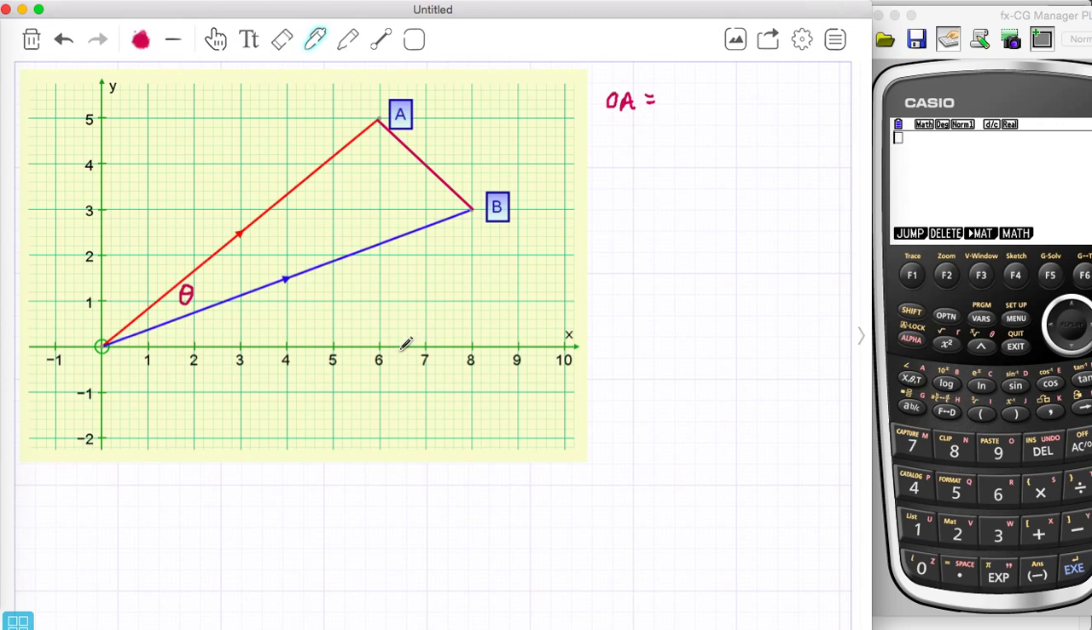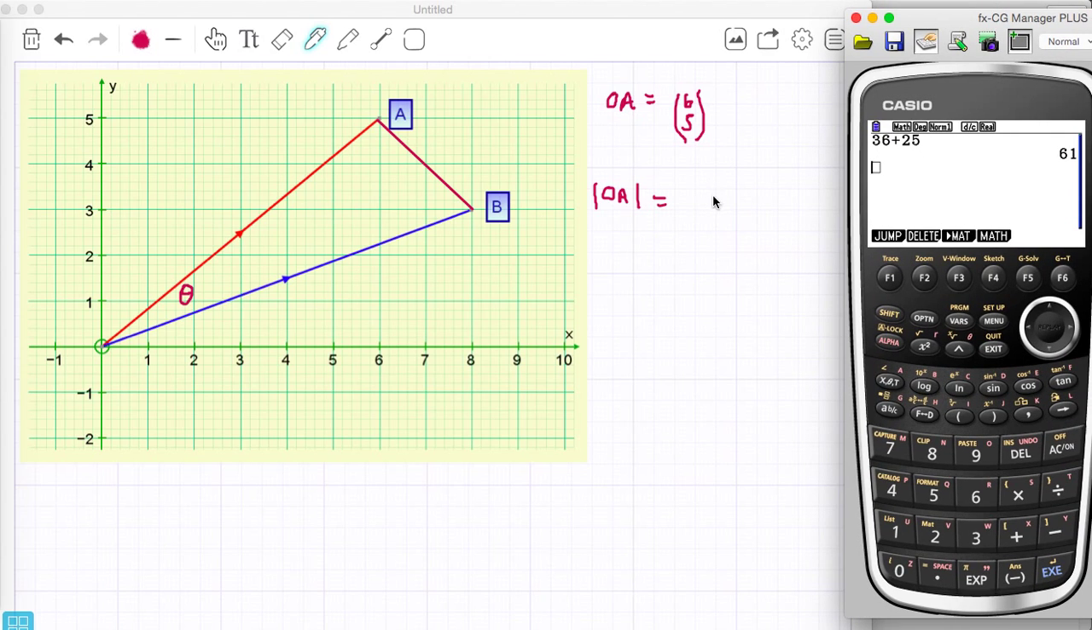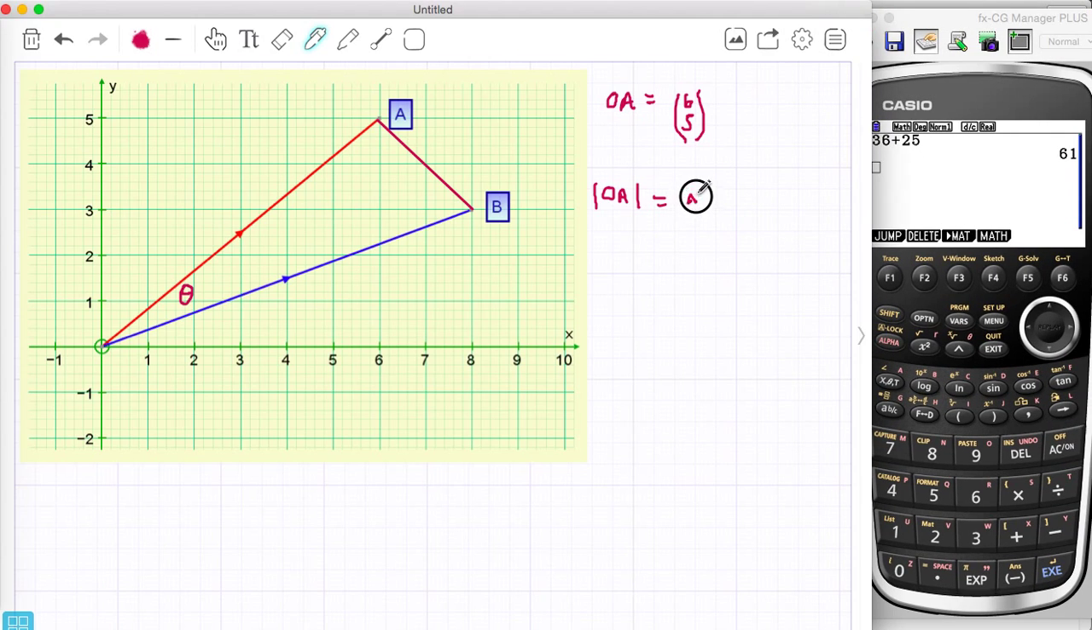So first of all, if we go from O to A, we see that OA is (6, 5). So the magnitude of OA, which is OA with two lines around it, we're going to use Pythagoras, and we're going to get 6 squared plus 5 squared. So 6 squared is 36, and 5 squared is 25. So this is going to give me 61. And I need to square root that. Now I'm not going to work out any decimals just yet. I'm just going to put that in as the square root of 61.